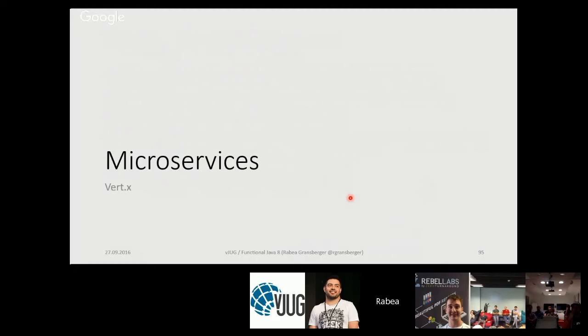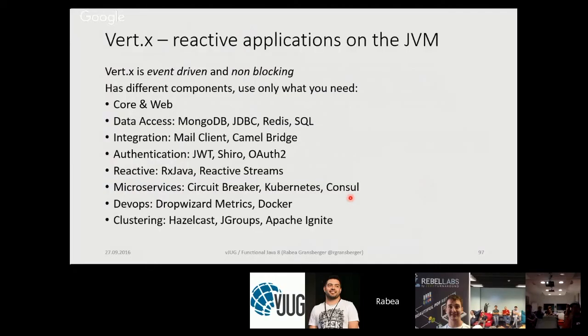Then let's have a short look at microservices. Earlier, you already had a session about the Vert.x library, but I just want to give you a quick overview. With Vert.x, you can create reactive applications on the JVM. Today, we mostly say it's like microservices. So you have different verticles, which are like microservices and can also stand on their own.